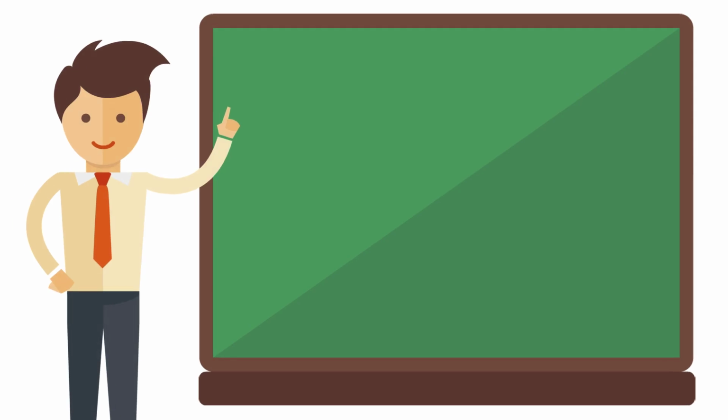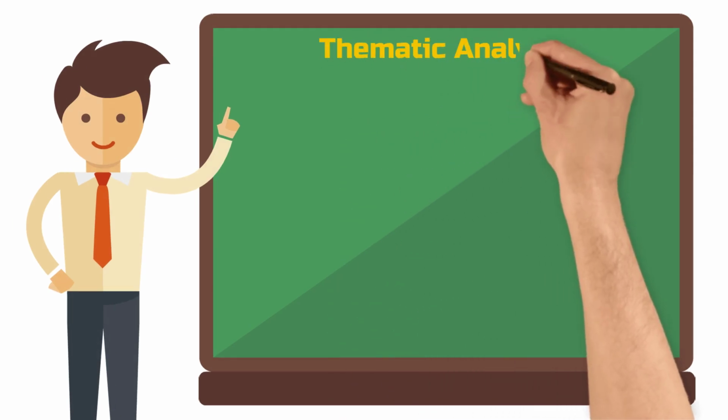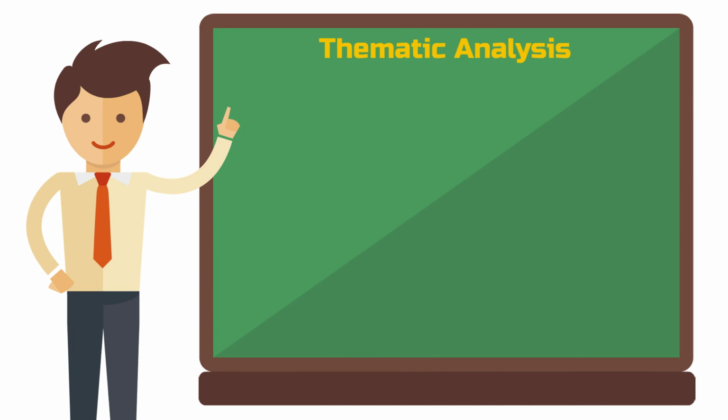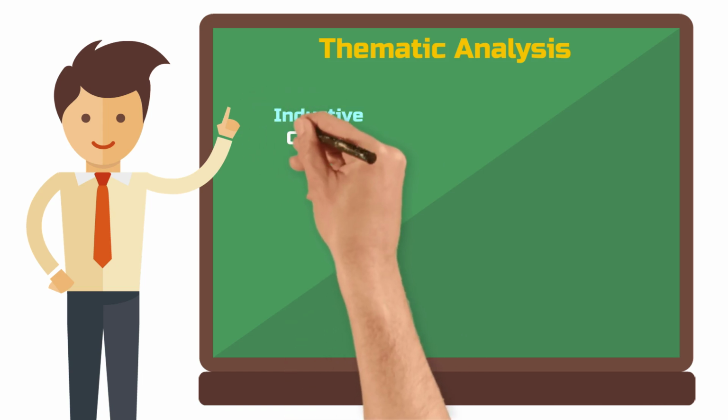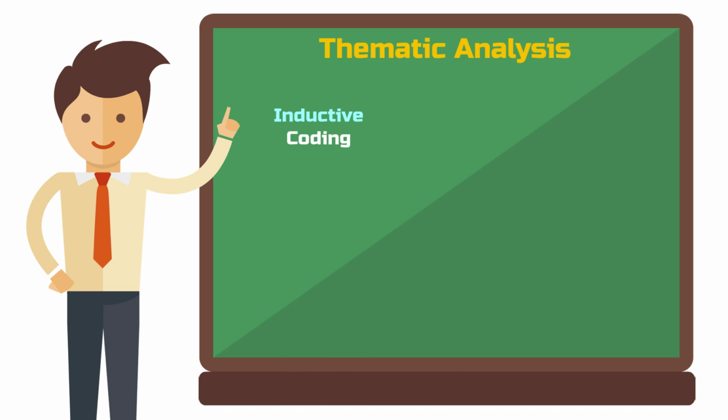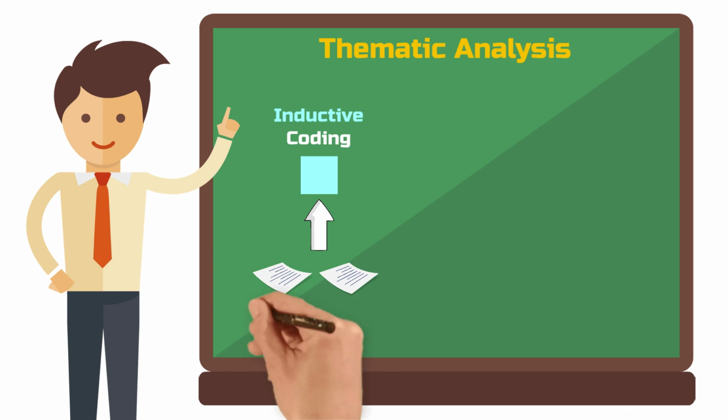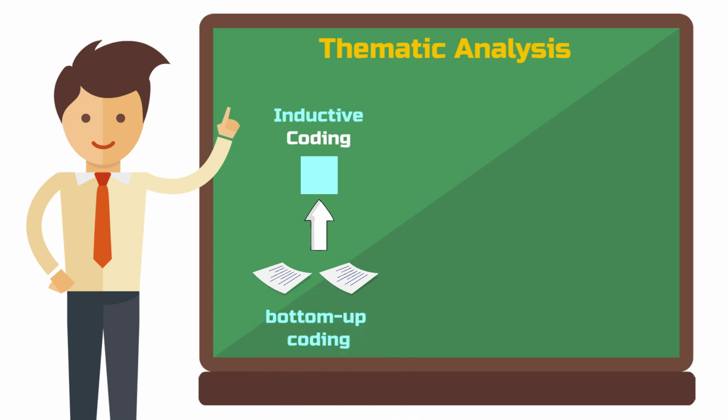If you're familiar with my videos on thematic analysis, you know that this method distinguishes between two types of coding and theme formation for analyzing qualitative data. First, you can build your themes inductively. Here, you derive abstract codes from your data, that is, for example, your interview transcripts. As the saying goes, the themes emerge from the material. This approach is also often referred to as bottom-up coding.